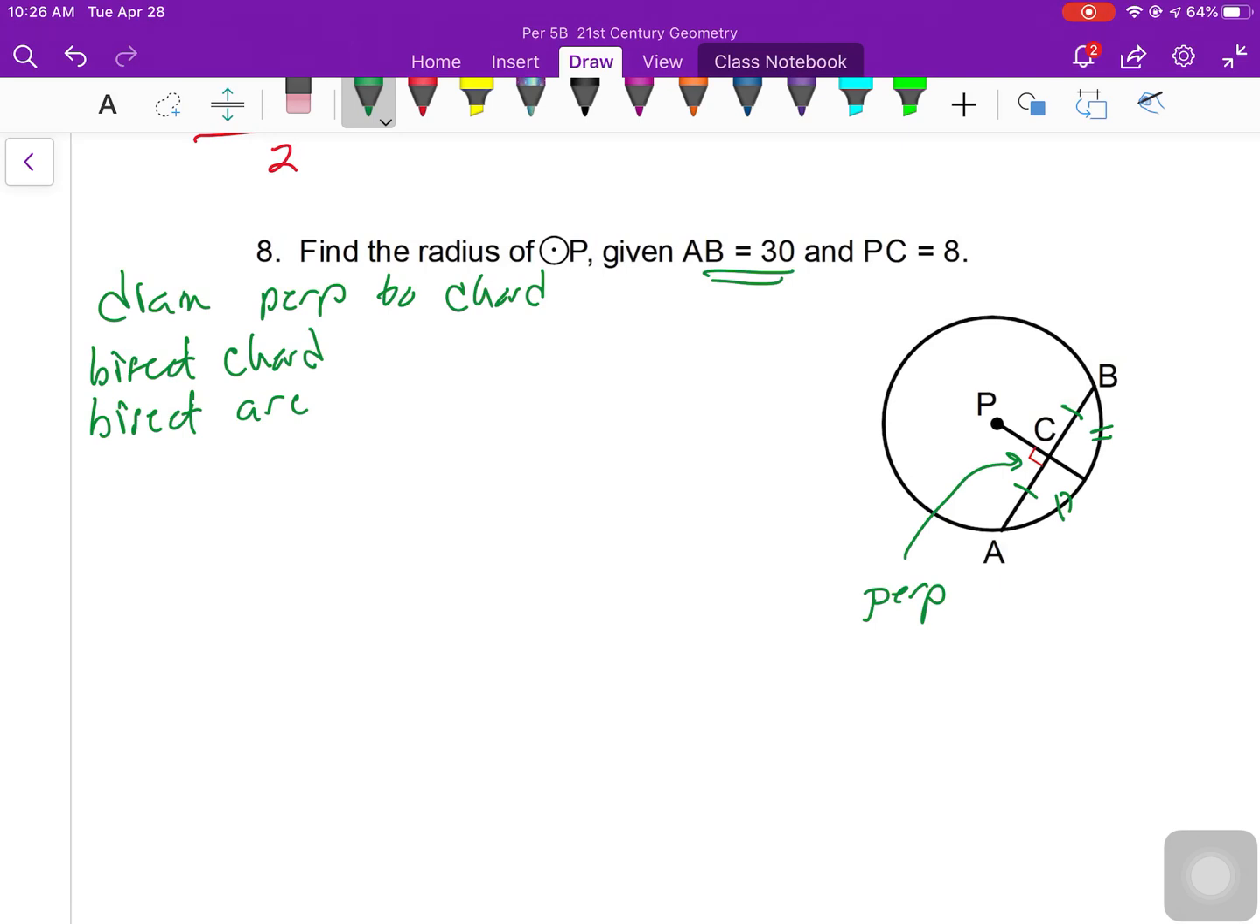Well, this time they gave us A to B was 30. If A to B is 30, that will tell us that this piece right here is half of that. So that piece is 15.